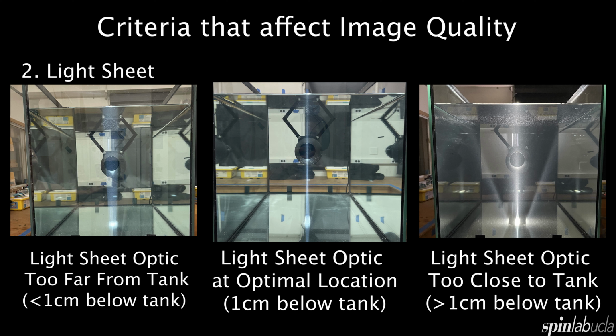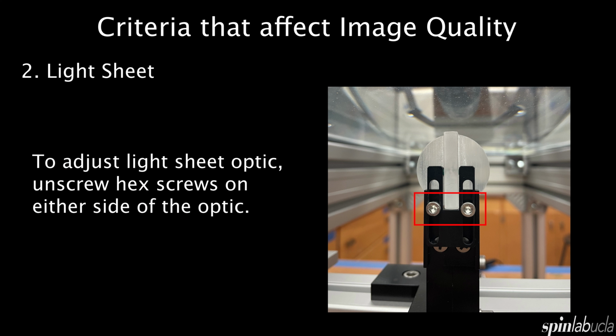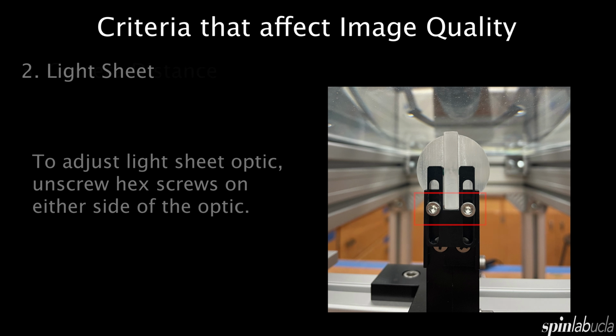The second is the thickness of the light sheet. This is determined by how far the light sheet optic is from the bottom of the tank. On the left, you can see that the light sheet is too wide, illuminating too many particles because the optic is too far from the tank. On the right side, the light sheet optic is too close to the tank and the light sheet is refracted. The middle shows a thin light sheet, best for collecting PIV data. To adjust the light sheet optic, loosen the screws pictured and move the optic up or down.